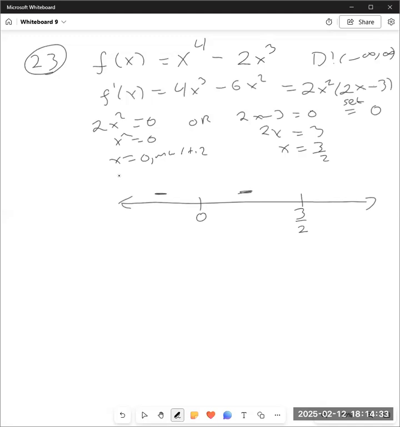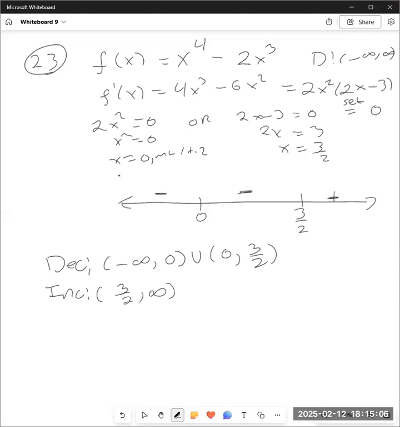I go on the other side of 3/2, like x is equal to 2. 2 squared is 4. 2 times 4 is 8. 2 times 2 is 4. 4 minus 3 is 1. 8 times 1 is a positive 8. And there was a sign change there because there's an odd multiplicity. So we're decreasing from negative infinity to 0, union 0 to 3/2, and we're increasing from 3/2 to infinity.